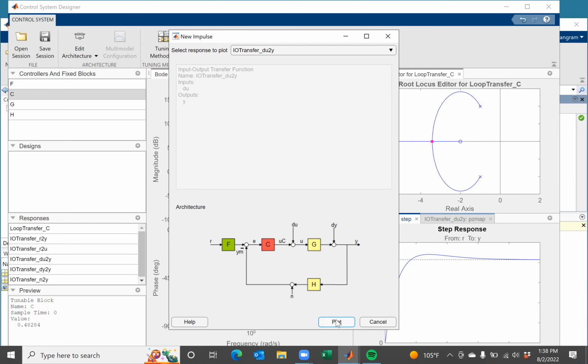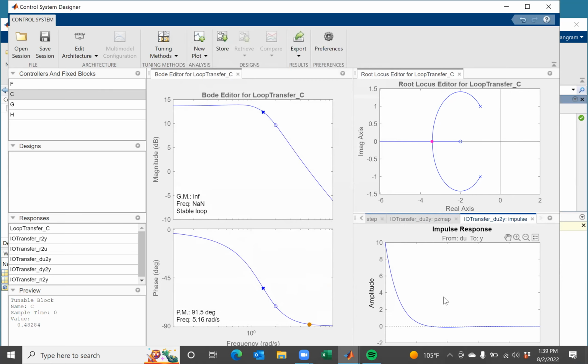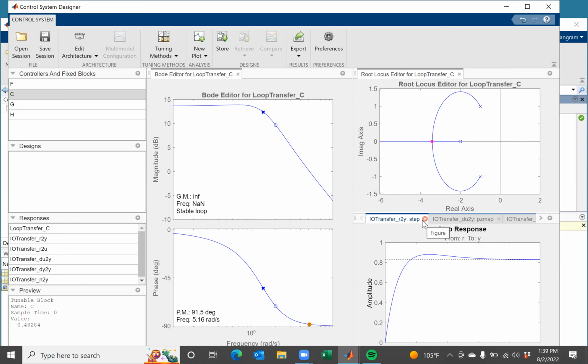Just click on this plot. And now you would see this is how the impulse response of the system would behave. This is how the pole zeros would behave. This is how the system would behave if we were to provide it with a step input.